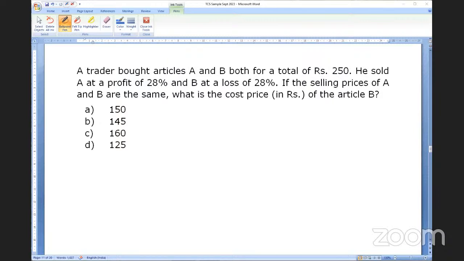Okay, so the next one is the question from Profit and Loss, Classic Take, which is on your screen. You know the drill. Set up your timer, try to do it yourself, and then look out for the solution. Keep practicing.